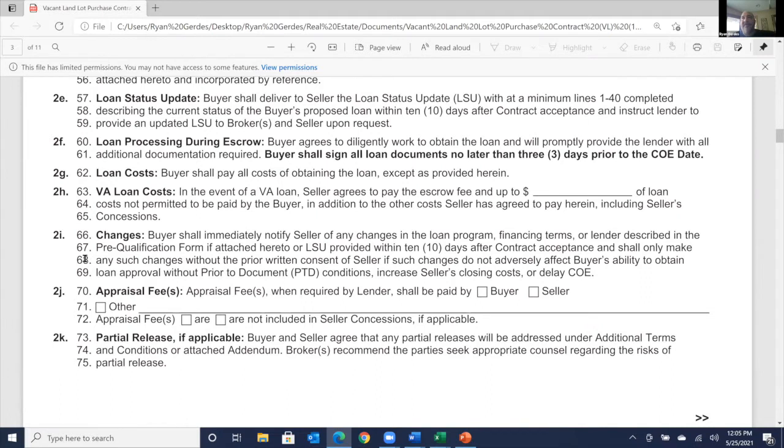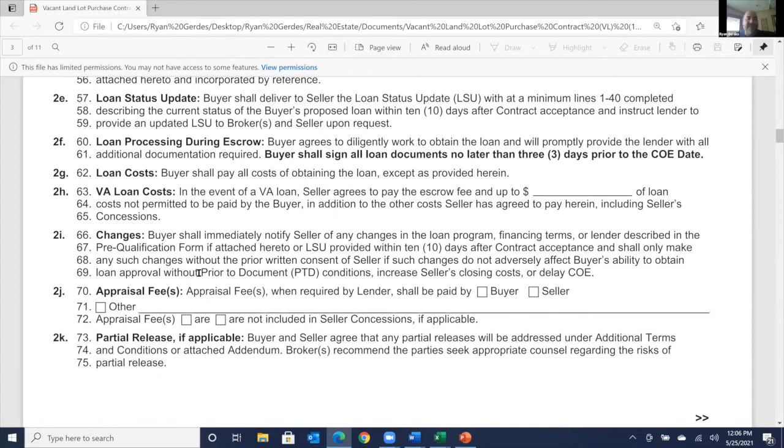Changes. In the event that you want to make any changes as a buyer to your loan program or to your financing, you may do so as long as it doesn't affect any part of this transaction or this contract. So if you wanted to go from a conventional loan over to cash, so long as it closes at the same time or sooner, and it doesn't affect the net that the seller receives, you do not need permission to make those changes. However, if it does change anything, then you will need to get permission from the seller.